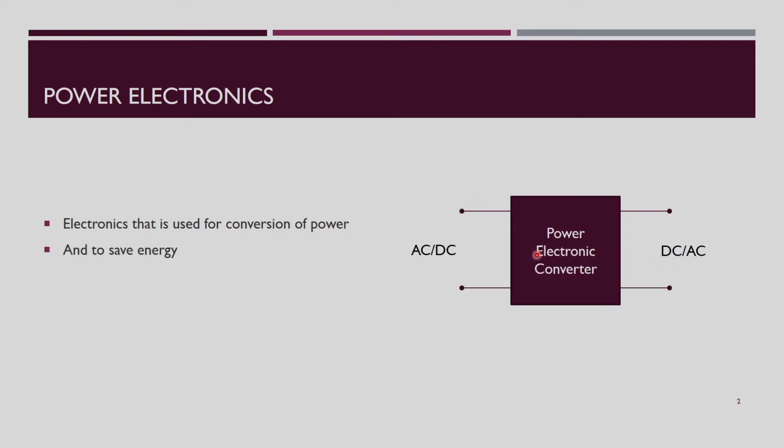Then what we need is the power electronic converter, and while doing this conversion we do not want to lose any energy. We want to have maximum efficiency during this process. So, we would like to save maximum amount of energy. So, power electronics is the electronics that is used for conversion of power while saving maximum amount of energy.